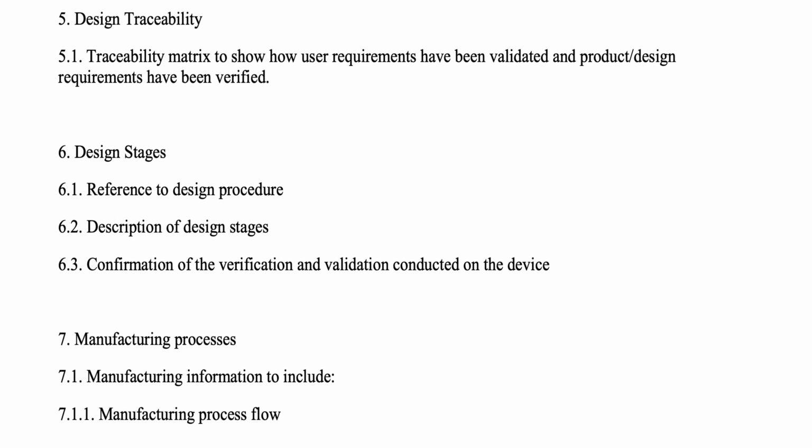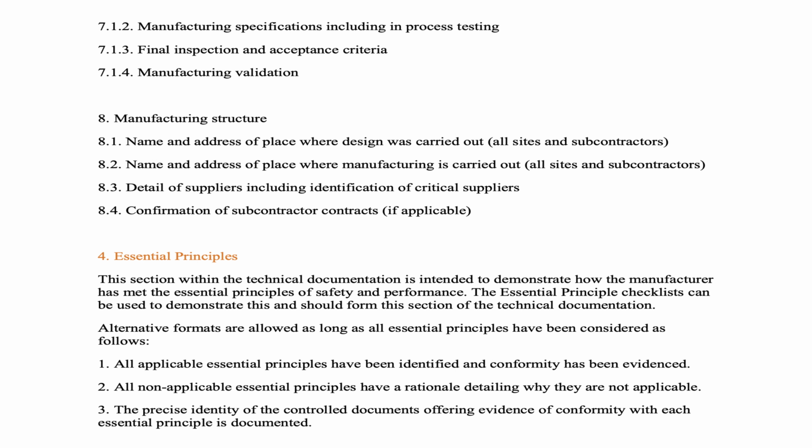The manufacturing process should also be mentioned, like a flowchart should be displayed, right? The environmental condition during the manufacturing process should be mentioned, as to in which condition the assembly of the device is going to occur. The manufacturing validation should speak about the name and address where the design was carried out and all those things.